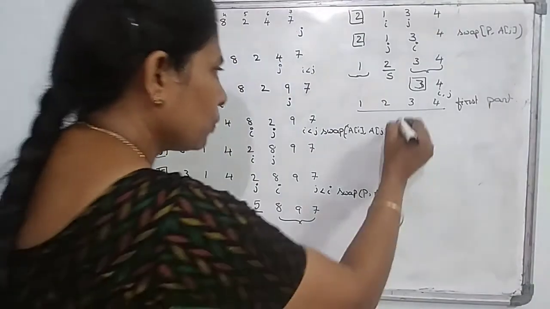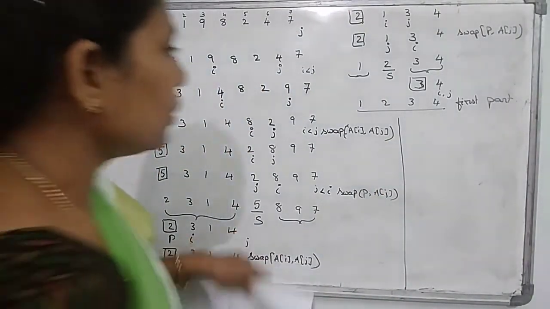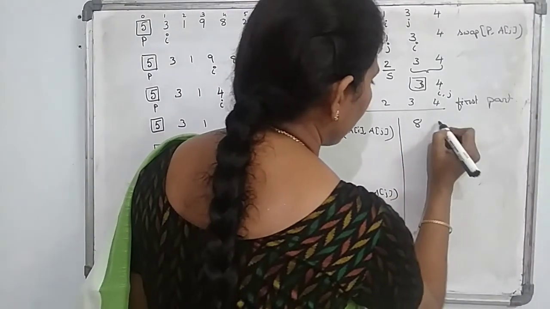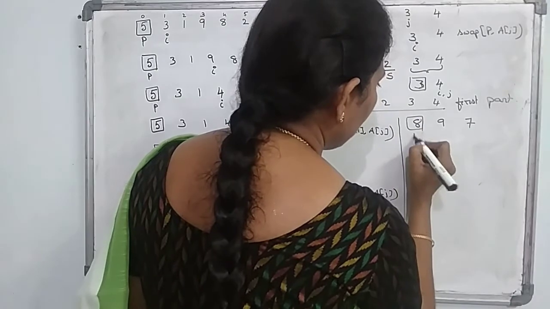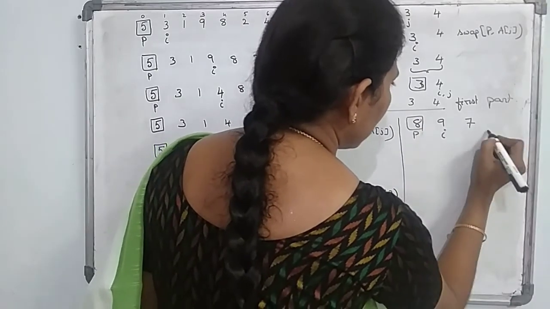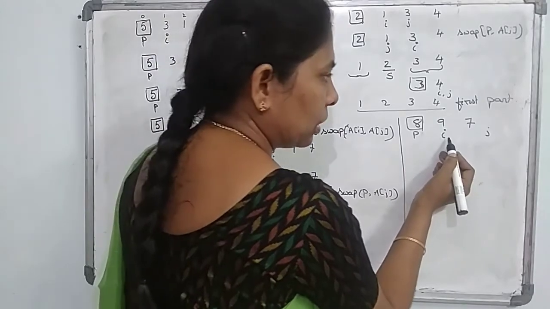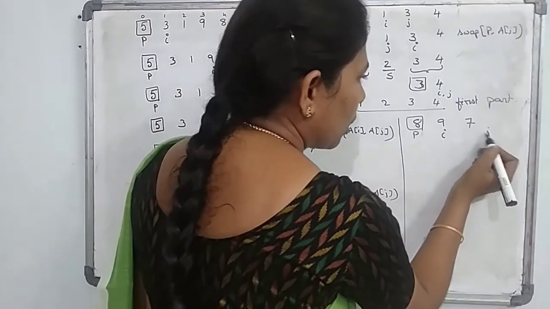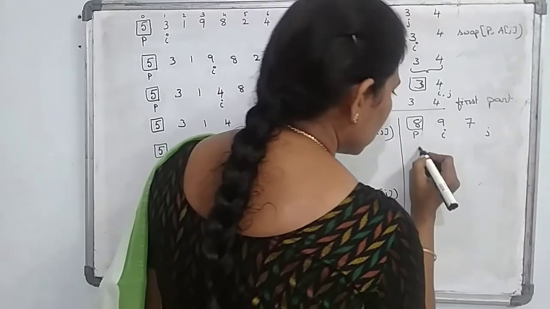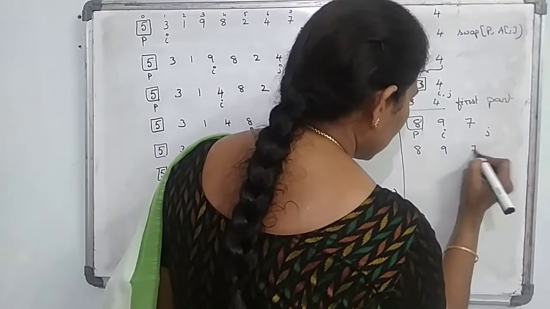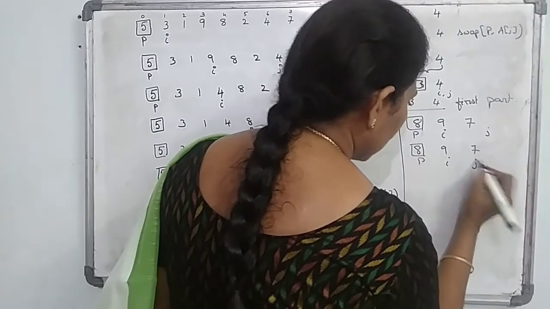Now come to the second part. The second part means 8, 9, 7. In that, 8 is acting as the pivot element, with I and j. So 9 is greater than 8, so you do not change I. And j decrements, j is 7, less than 8. So 8, 9, 7. In that this is the pivot element, I and j.